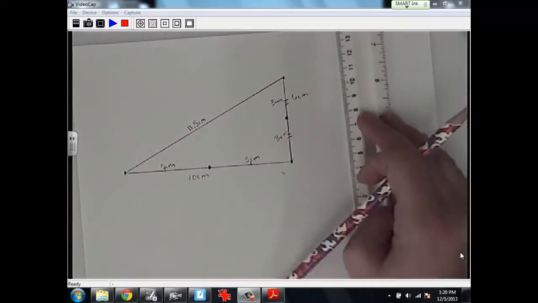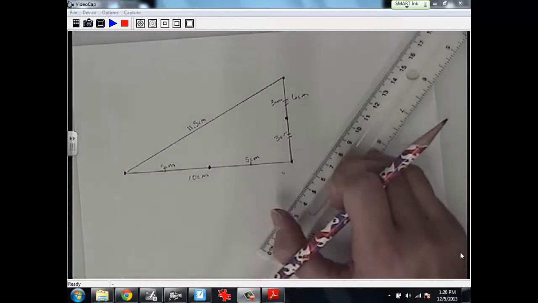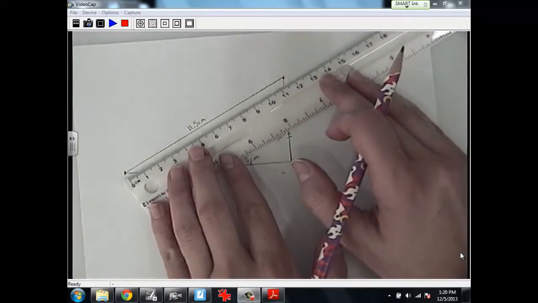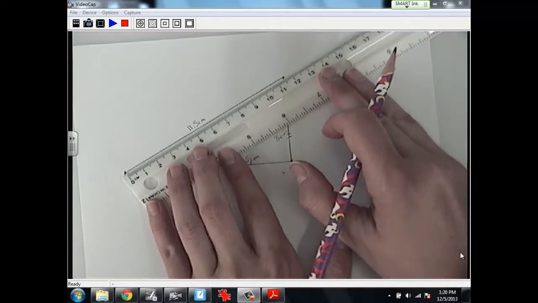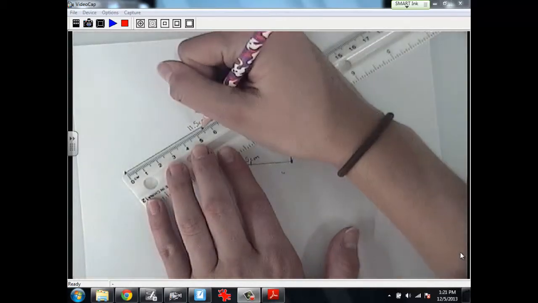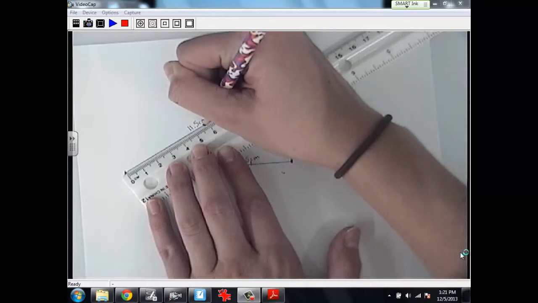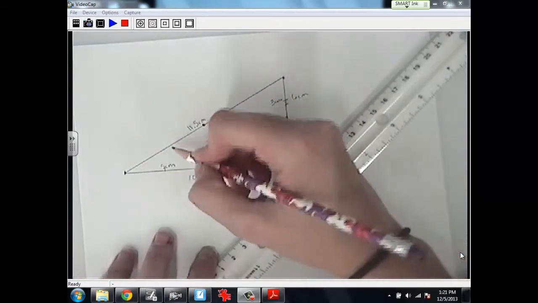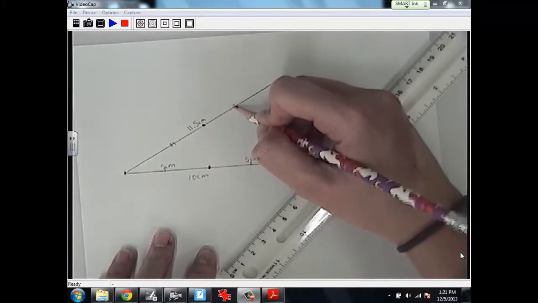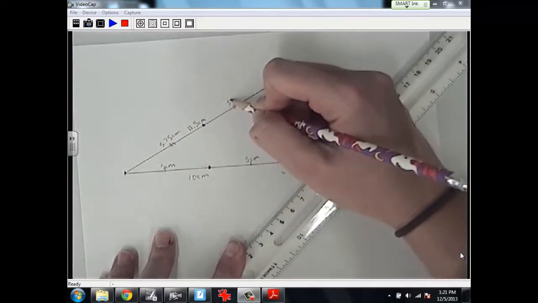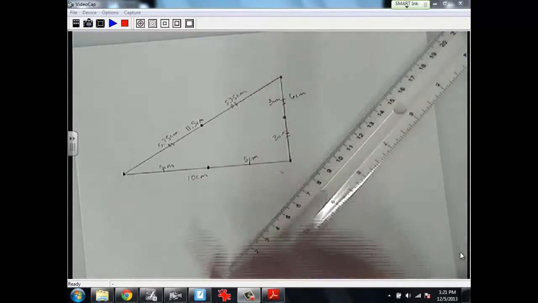And then 11.5 divided by 2. This is a little tough. Type in your calculator 11.5 divided by 2. What do you get? 5.75. So I come in here. I'm like 5.75. It's like 5.1, 5.2, 5.3, 5.4, 5.5, 5.6, 5.7, roughly right in here. So this part is equal to this part. That's 5.75 centimeters and 5.75 centimeters.